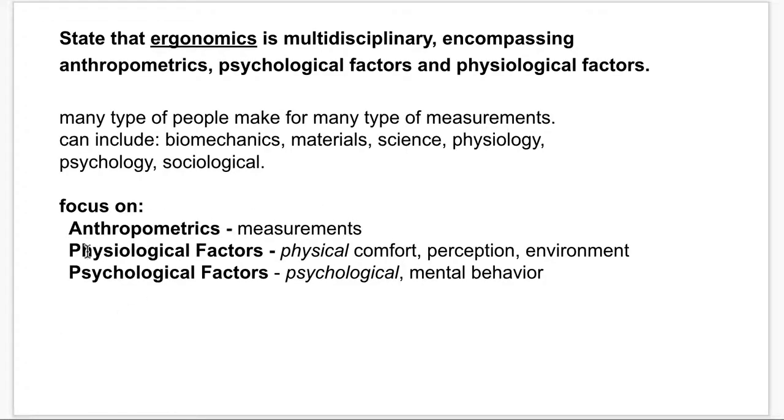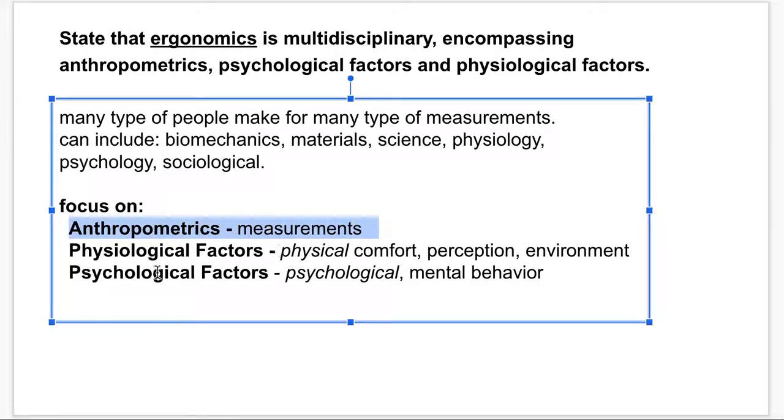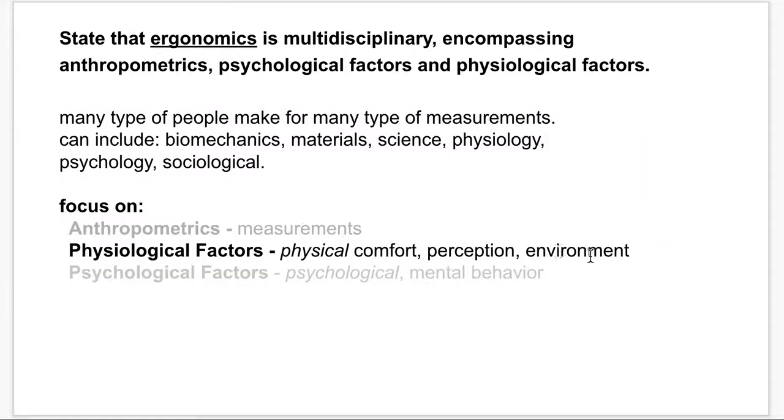So this last part is the end of topic one, human factors, and it's about physiological factors. To remind you, we've gone through anthropometrics, which is specific to measurements. We've gone through psychological factors, which is specific to mental behaviors. And now we're on to physiological factors. So it's about physical aspects related to comfort, perception, and the environment. So remember, multidisciplinary, ergonomics is about that connection between objects and humans.